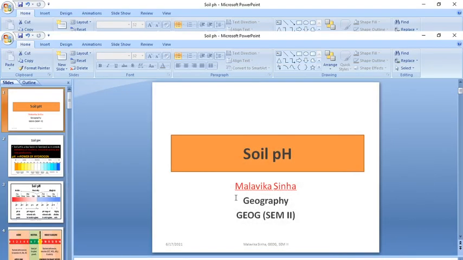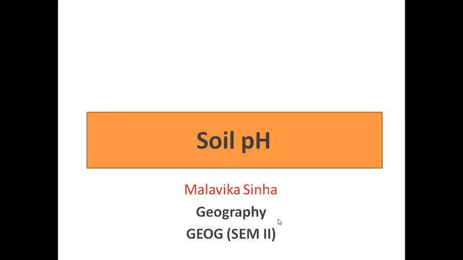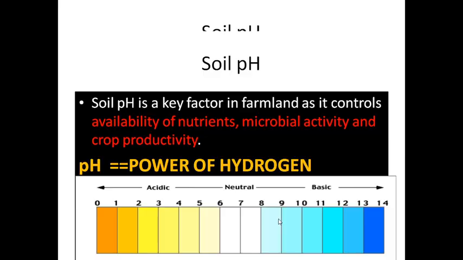Now the topic is soil pH. Soil pH is a key factor in farmland. It controls the availability of plant nutrients, microbial activities, and crop production. Soil pH, or soil reaction, is an identification of the acidity or the alkalinity of the soil.